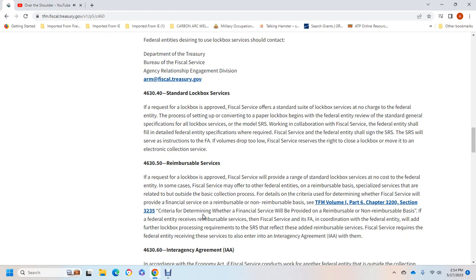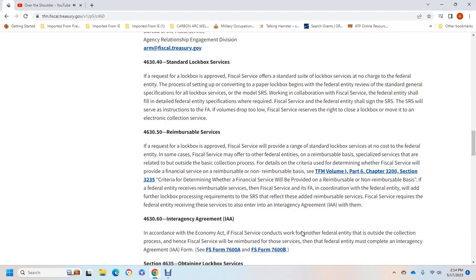Service officials and the financial agent coordinate with the financial entity, which will defer the lockbox process requirements to the SRS. The SRS will reflect the added reimbursement for the financial service required of the federal entity to receive the services. They also enter the interagency agreement in accordance with the economic activity of the officials' conduct of the federal entity outside of the collection process, so that officials are reimbursed for those services. The federal entity must complete the interagency agreement form.